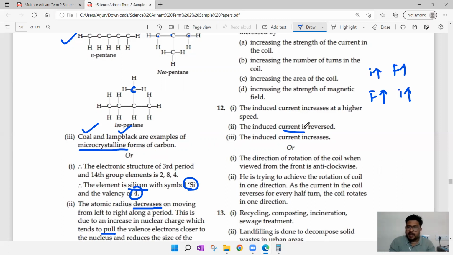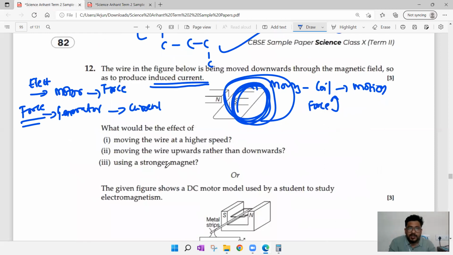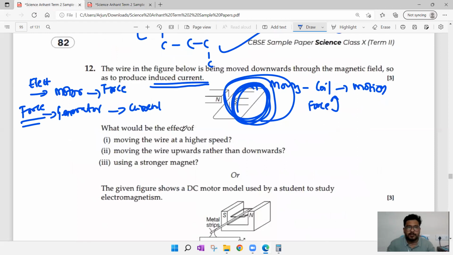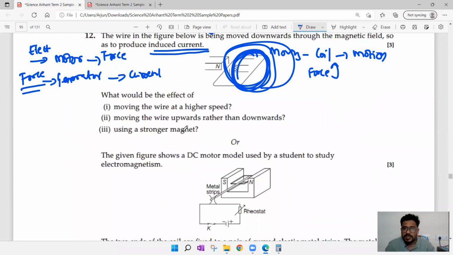That is reversed. In electromagnetic induction, we have discussed, and you might have discussed the direction of current and magnetic field. Maxwell's rule also you can use, the right hand thumb rule. Third one, using strong magnets. If you are using a strong magnet, induced current will also be greater. If you are increasing the magnetic field, induced current will also be greater. Like that, you can write the answer. Basically they don't ask this.